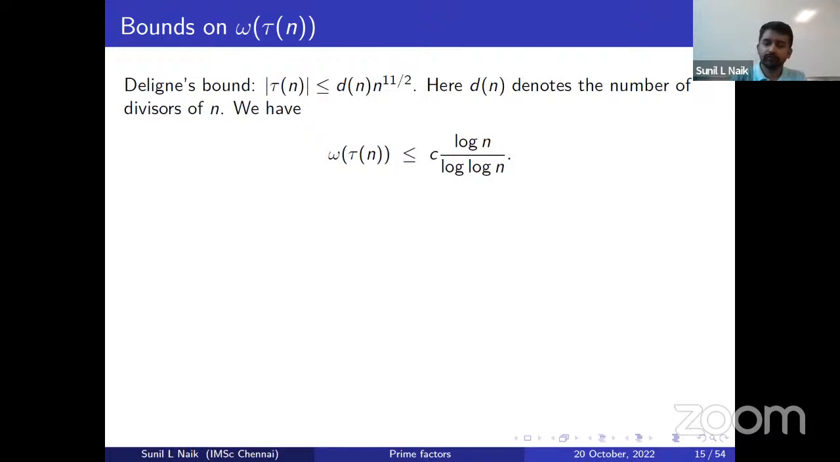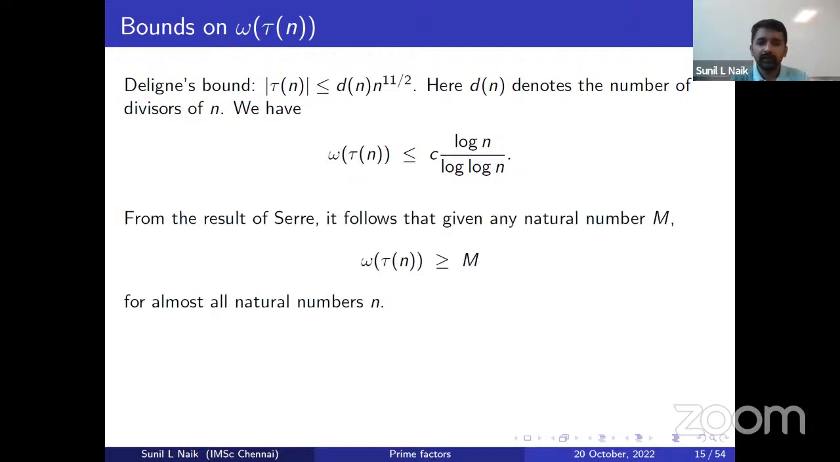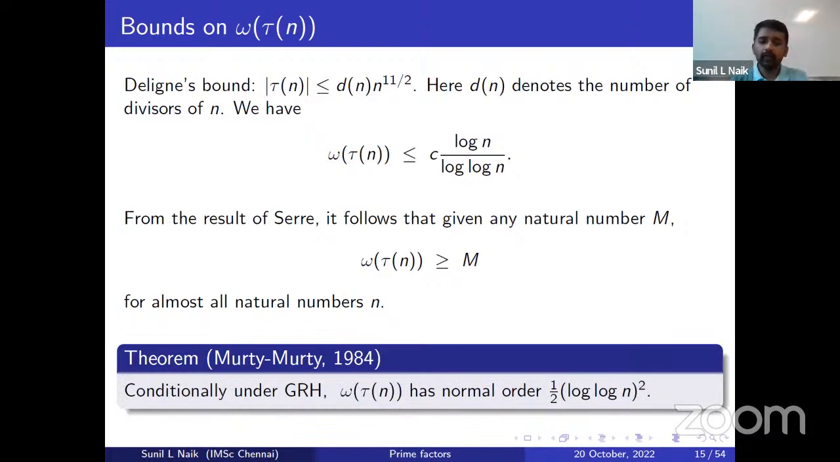Omega of tau of n is less than or equal to some positive constant times log n divided by log log n. As mentioned earlier, it follows from the result of Serre that given any natural number m, tau of n has at least m prime factors for almost all natural numbers n. In 1984, Murty and Murty proved the modular analog of the result of Hardy and Ramanujan. They proved, conditionally under the generalized Riemann hypothesis, that the number of prime factors of tau of n has normal order half log log n the whole square.